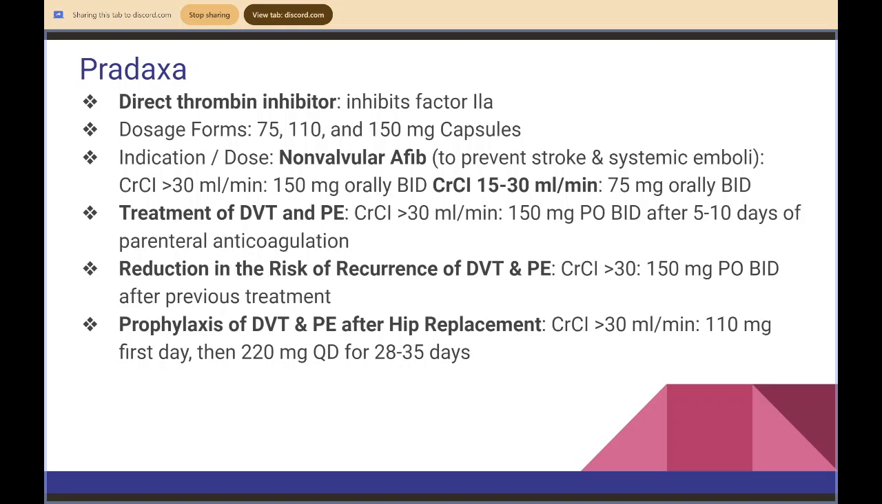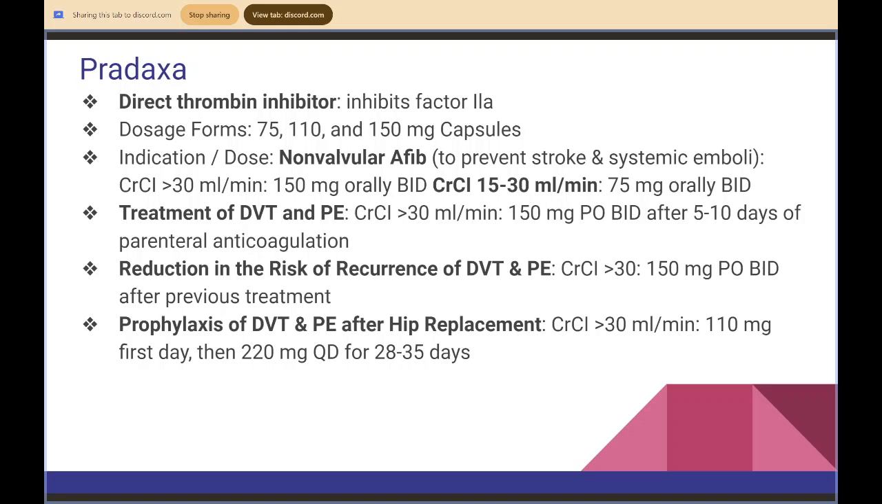All right. And this is a direct thrombin inhibitor, factor 2A. The dosage forms come in 75, 110, and 150 mg capsules. The indication and dose is going to be non-valvular AFib. There are doses there based on creatinine clearance, and it looks like the cutoff is going to be above 30 mL per minute or 15 to 30 mL per minute.